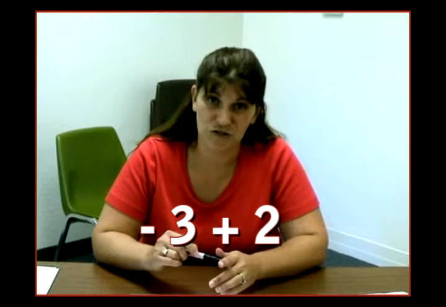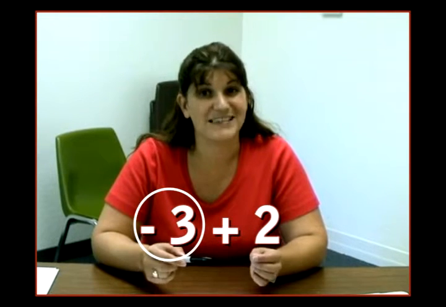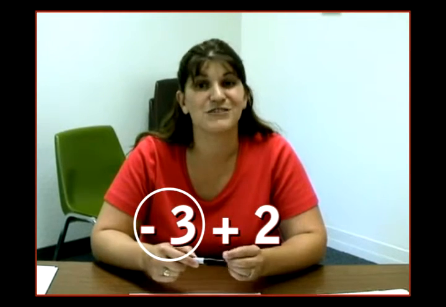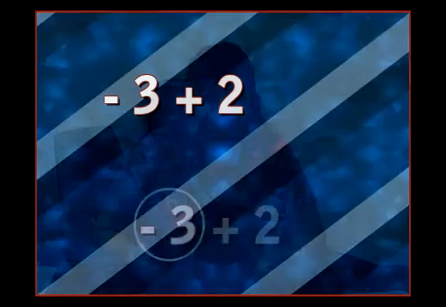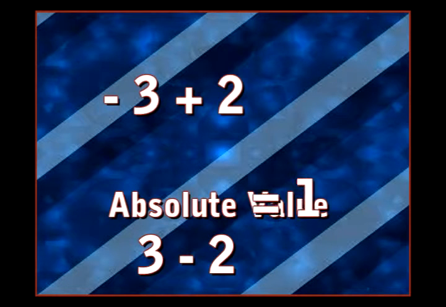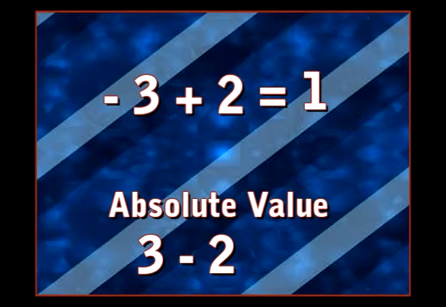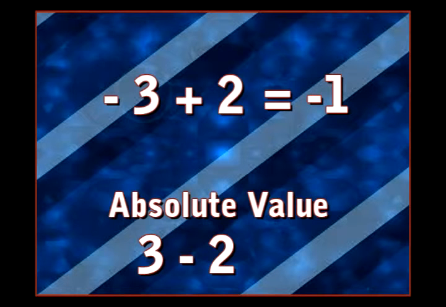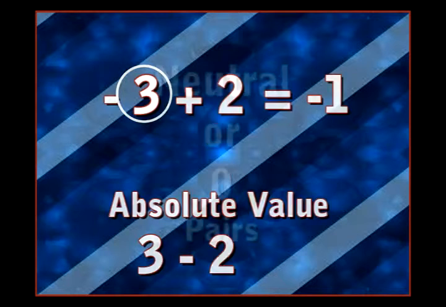Now if we're dealing with it where the greater absolute value is a negative number, for instance, -3 plus 2. Well, -3 has a greater absolute value, so it's going to be a negative answer. Now we find the difference between their absolute values. 3 minus 2 equals 1. So -3 plus 2 equals -1. Remember, it's negative because the 3 is negative.